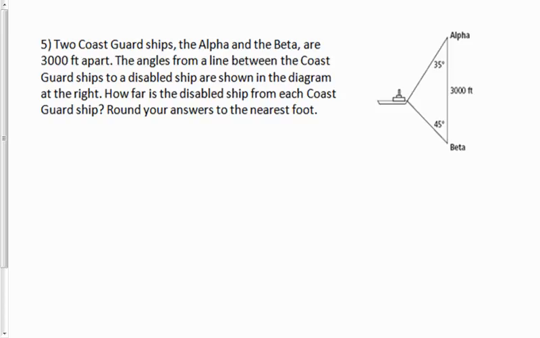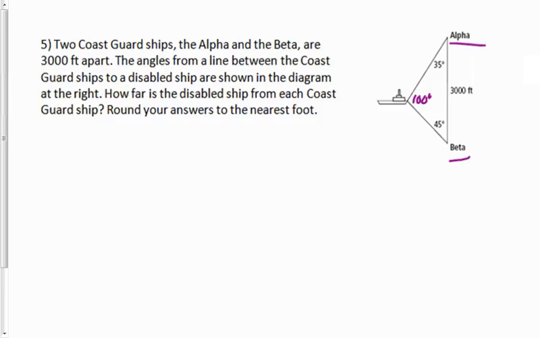So I'd like you to take a look at this one last example. This is our last question that I'd like to look at. It says two Coast Guard ships, the Alpha and the Beta, are 3,000 feet apart. So we have this labeled as 3,000. The angles from the line between the Coast Guard ships to a disabled ship are shown. So this is our disabled ship right here, and the angles shown are 45 and 35. If you want to fill in the last one, you'd have a 100 degree angle here because that would make 180. How far is the disabled ship from each Coast Guard ship?